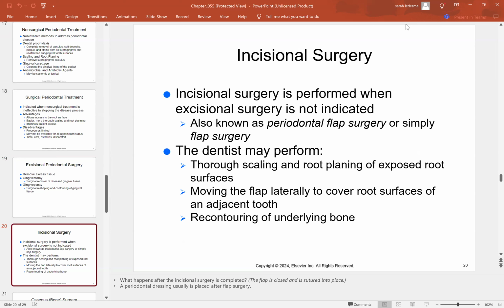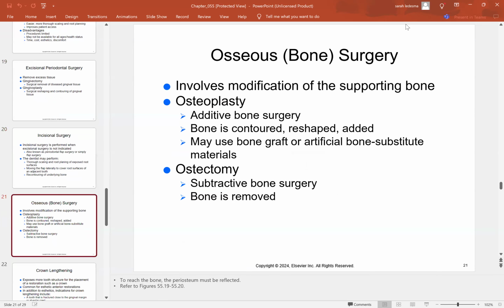The dentist may perform thorough scaling and root planing of exposed root surfaces, moving the flap laterally to cover root surfaces and the adjacent tooth, and recontouring of the underlying bone. Osseous bone surgery involves modification of the supporting bone.